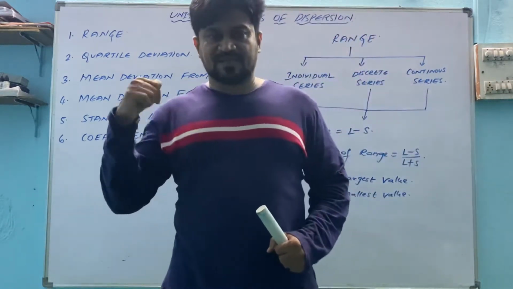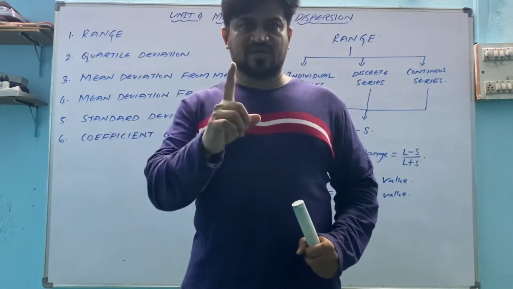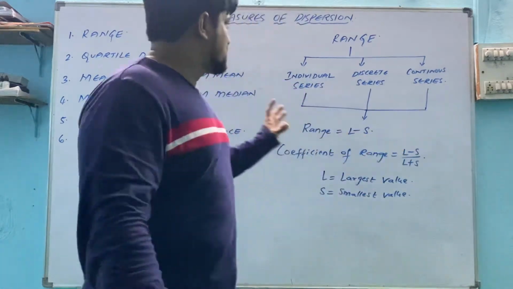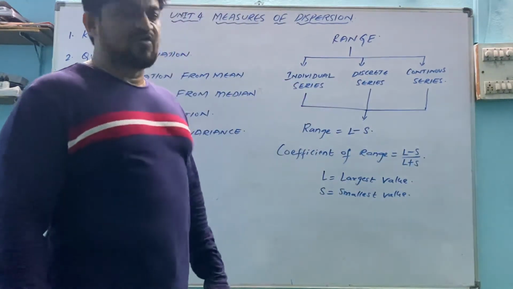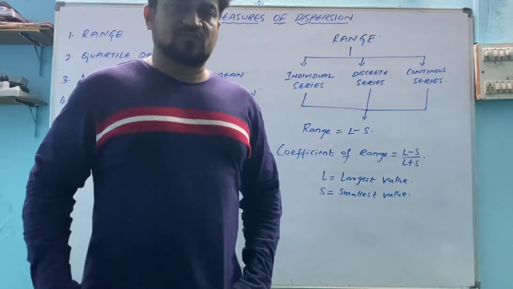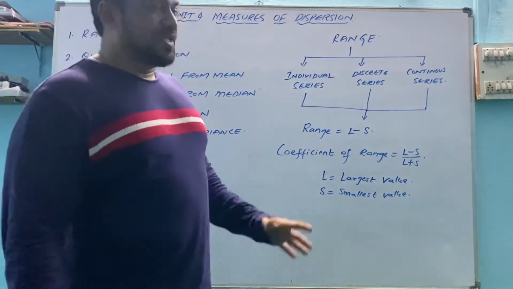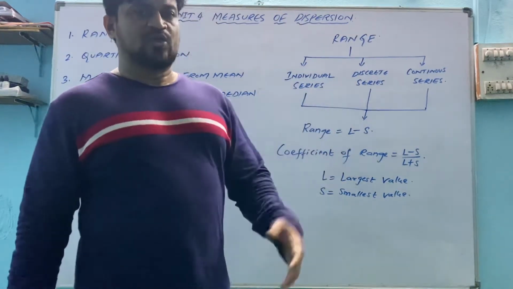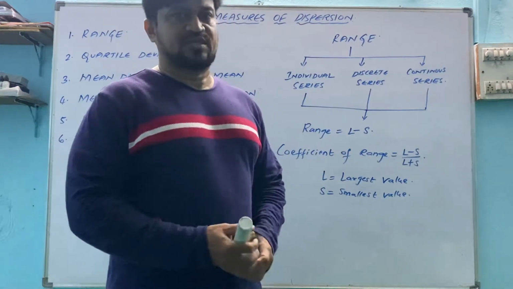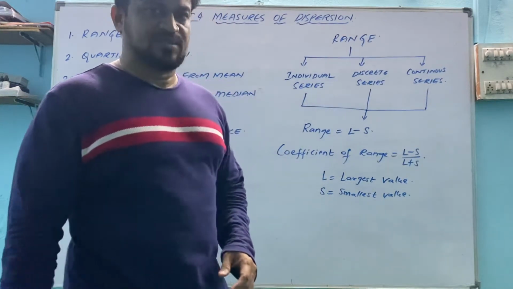Next thing is the fourth unit. Only one unit is completed till now, unit 3. Now this one is unit 4, measures of dispersion. This is also one of the types of average, and the theory concept of this I will give you at the end of the syllabus. We will discuss the theory then.